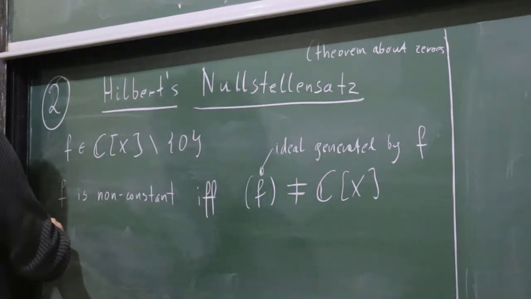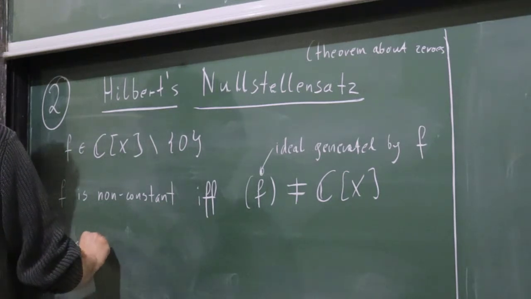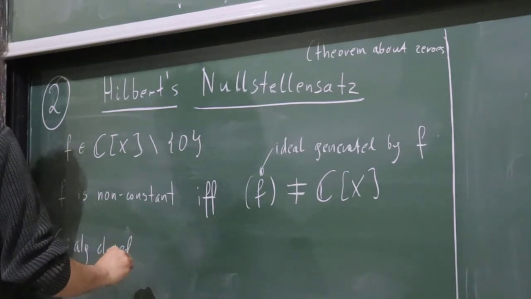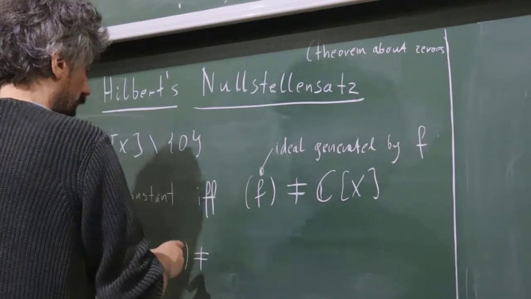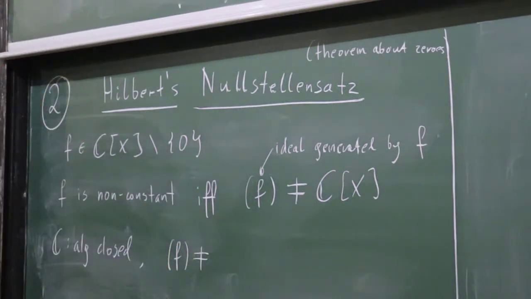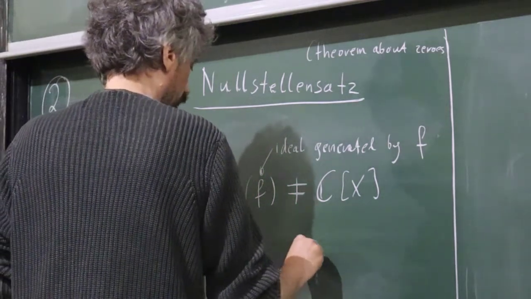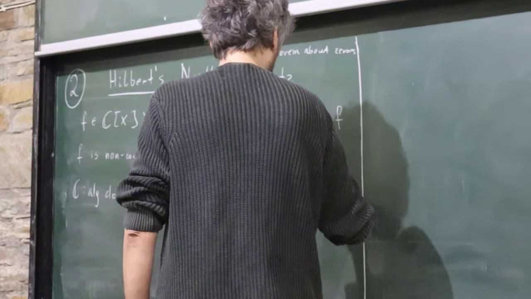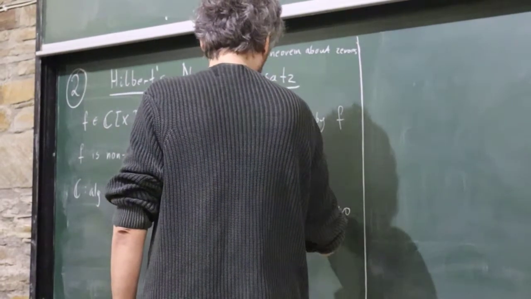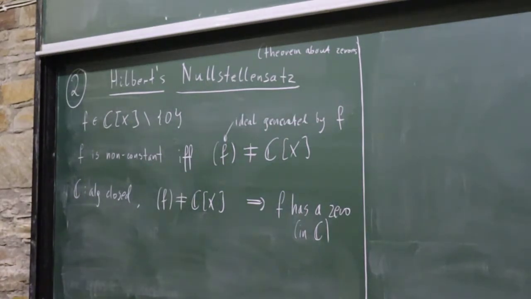So since C is algebraically closed, the fact that the ideal generated by f is not everything implies that f has a zero in C. So Hilbert Nullstellensatz is a generalization of it to several variables.